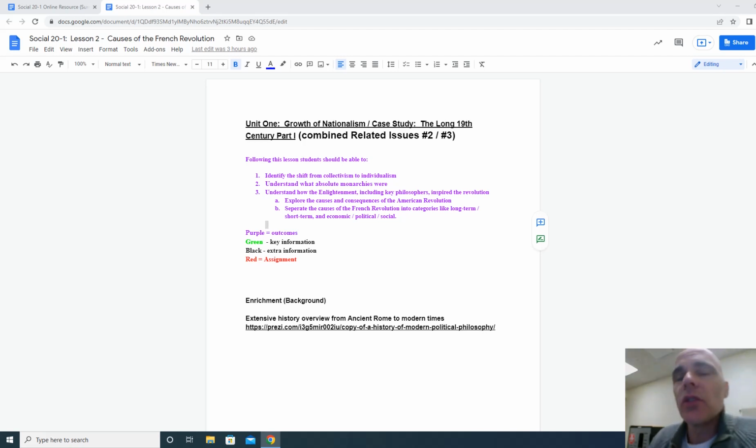Welcome back to Social Studies 20-1. This is now Lesson 2. And the first objective with Lesson 2 is to identify the shift from collectivism to individualism. Let's take a look at that.